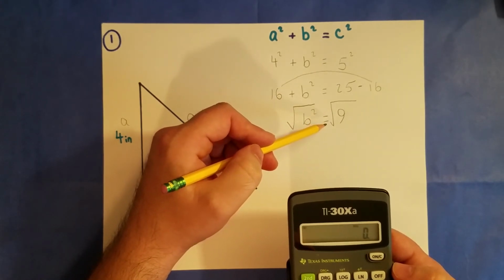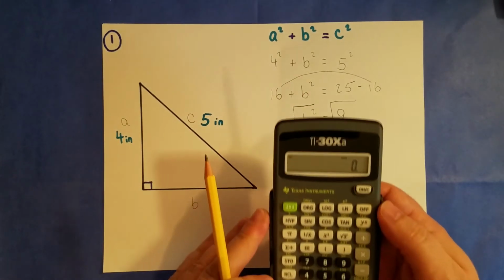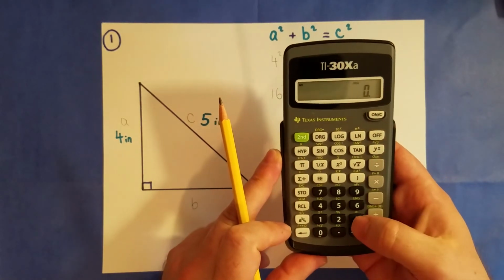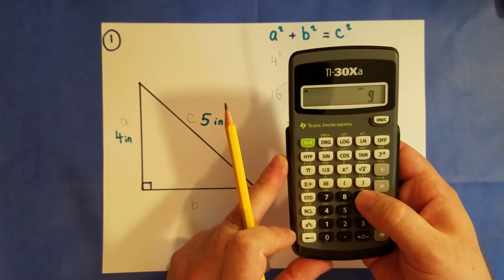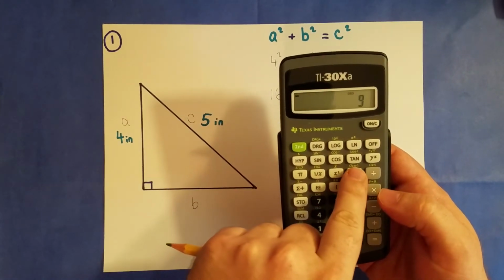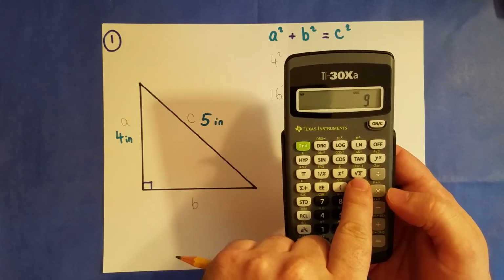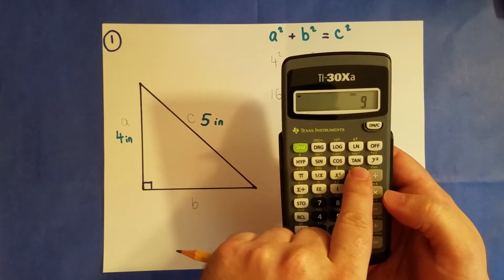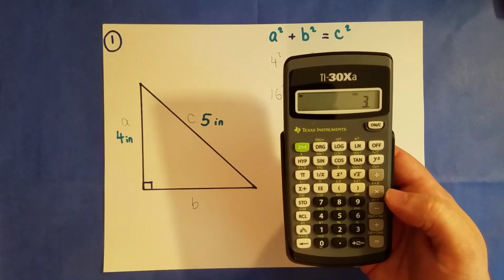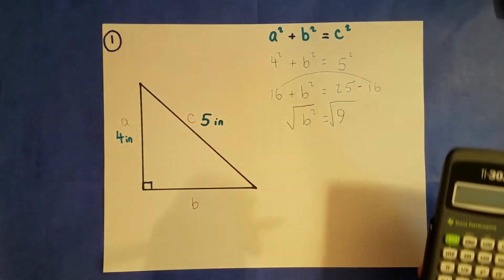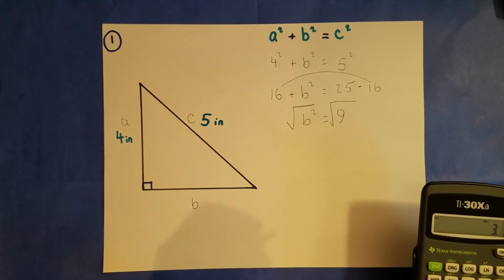And let's check that prediction. So the way we do it on this calculator, we enter in 9, and we simply press the square root key. If you see it, it's right above my finger, the square root key. And it's going to give us the square root of 9. And I get 3. If you guessed 3 or you knew it was 3, nice work.